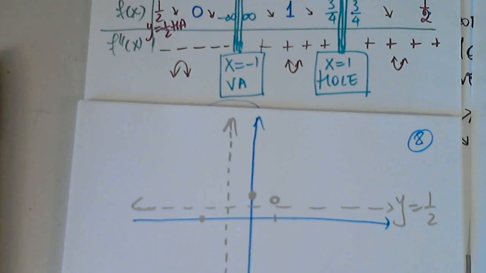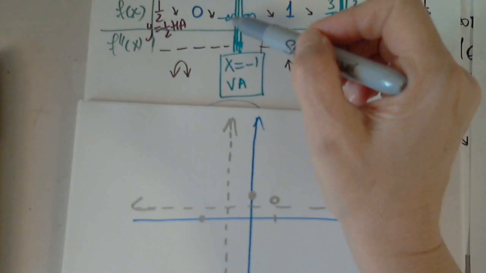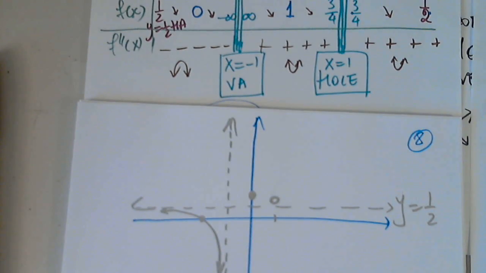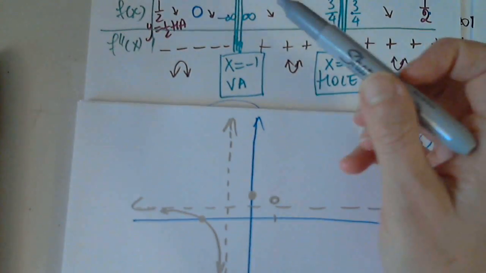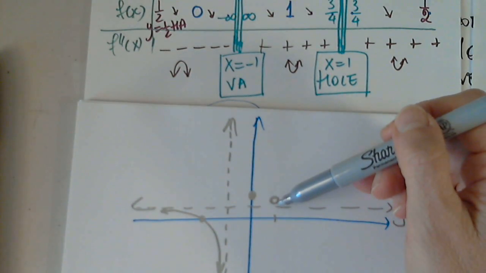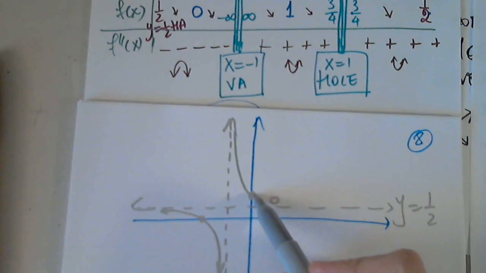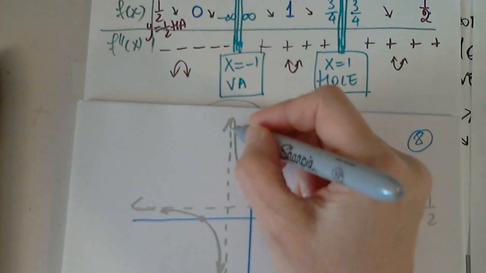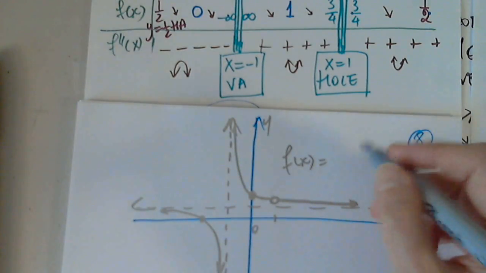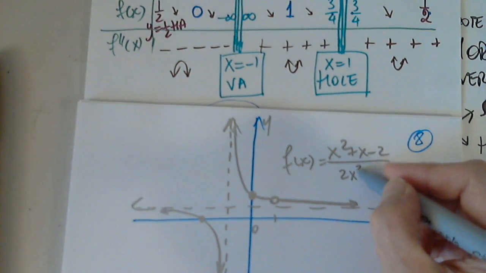Okay, ready? So the table says, come from 1/2, cross at -2, 0, and go to -infinity. No problem. Then on the other side says, come from positive infinity, cross the y-axis at 0, 1, go through this open point and approach 1/2. No problem. And this was x squared plus x minus 2 over 2x squared minus 2.